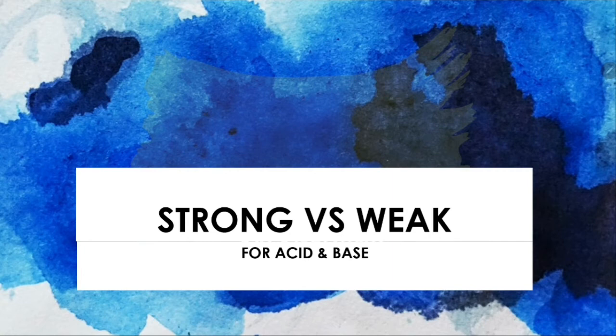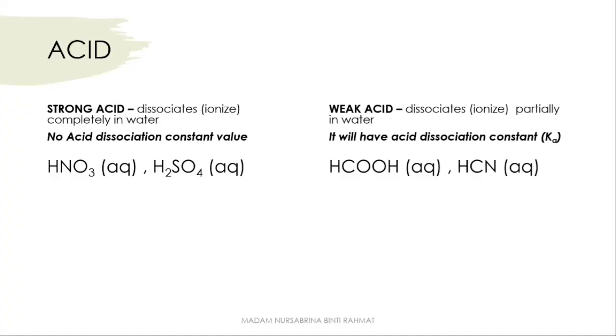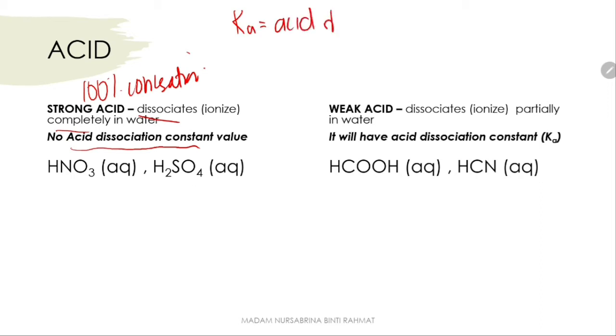Alright, so let's now learn about the difference between strong and weak for both acids and bases. If it's a strong acid, that means it will dissociate completely in water. In other words, 100% ionization. So there is no acid dissociation constant. Ka is for your acid dissociation constant.